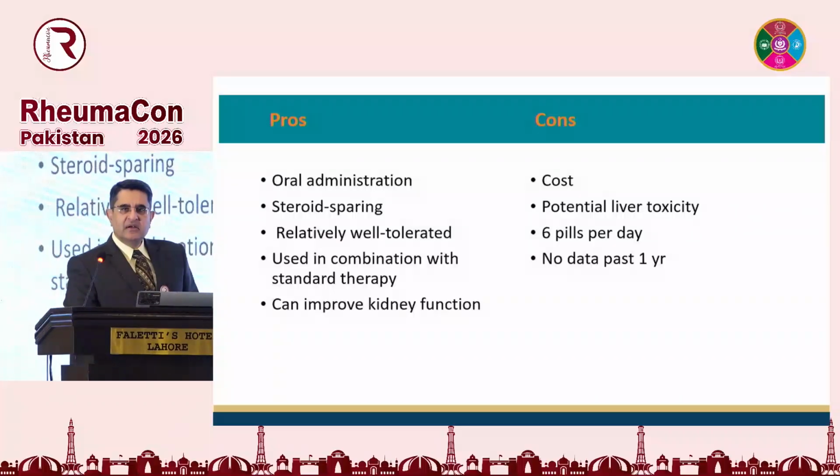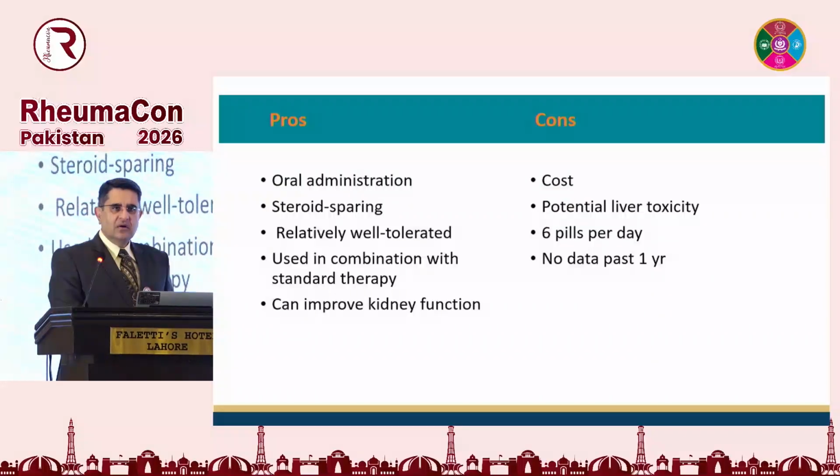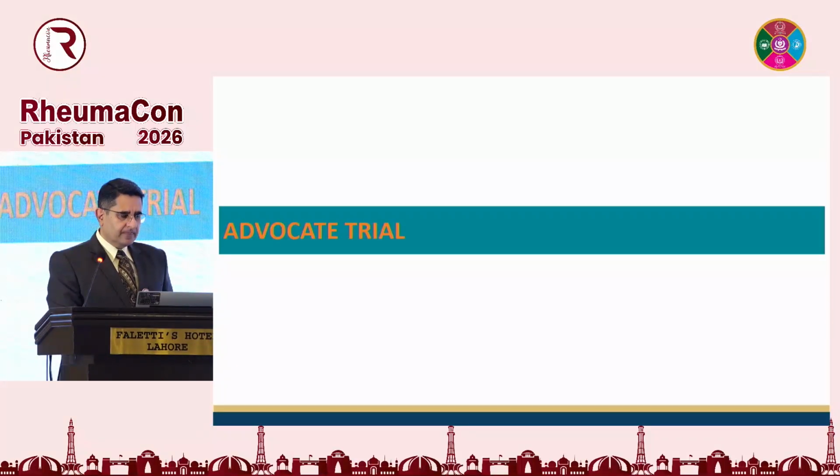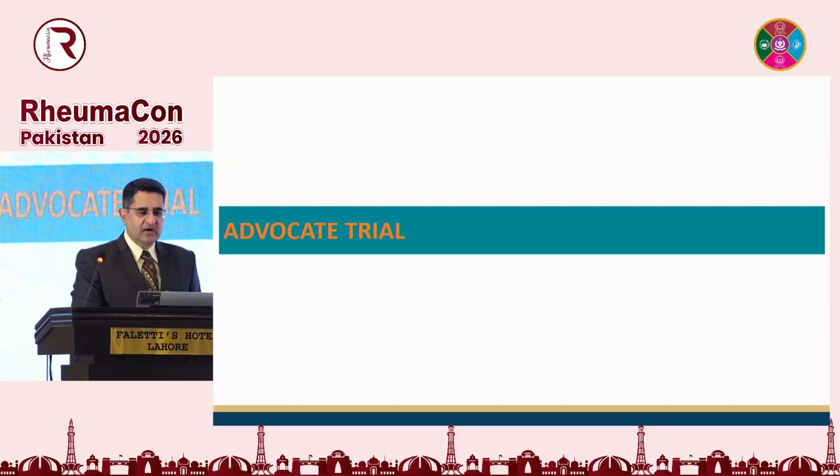It is a 30 milligram twice daily dosage, and 1 capsule comes in a 10 milligram formulation. So 3 capsules in the morning and 3 capsules in the evening. And we do not have data beyond 1 year, because the study upon which it was approved lasted 1 year. So this was the study, the ADVOCATE trial.